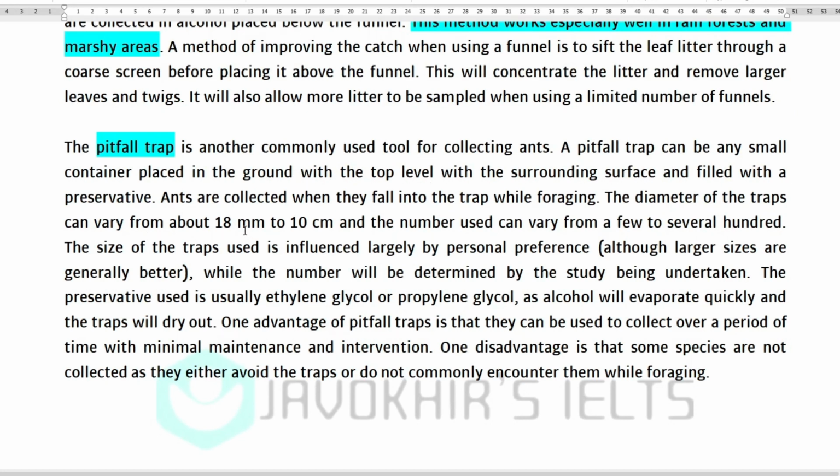Ants are collected when they fall into the trap while foraging. The diameter of the traps can vary from about 18 millimeters to 10 centimeters, and the number used can vary from a few to several hundred. The size of the traps used is influenced largely by personal preference, although larger sizes are generally better, while the number will be determined by the study being undertaken. The preservative is used.